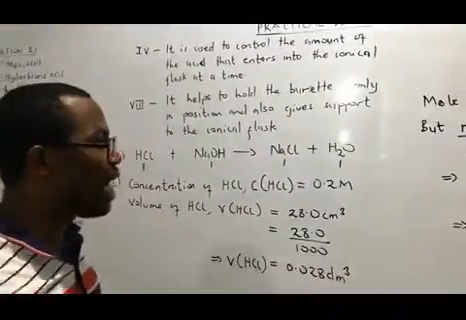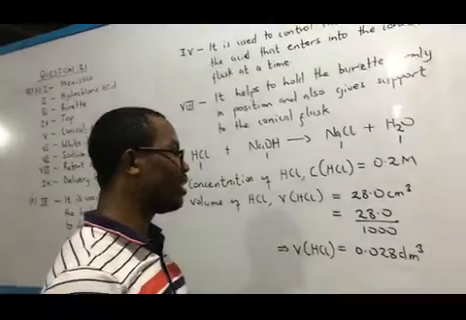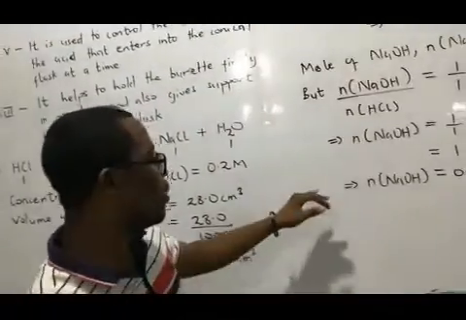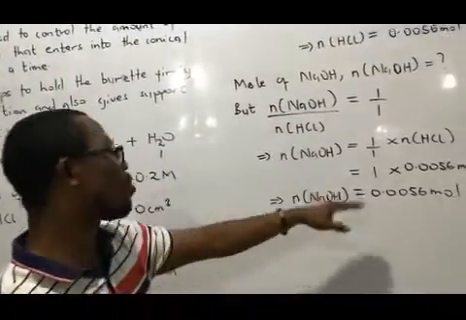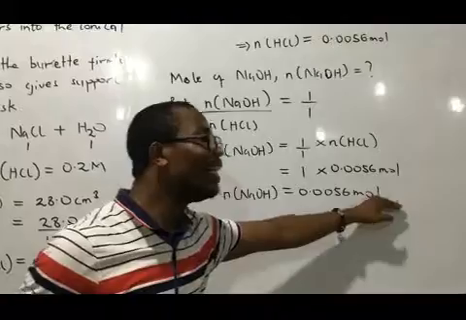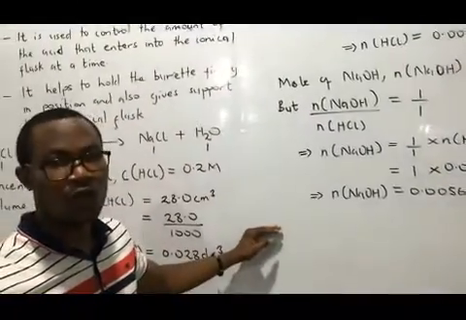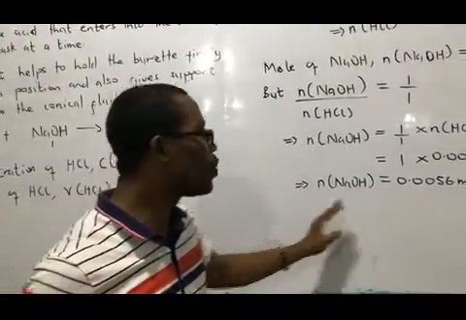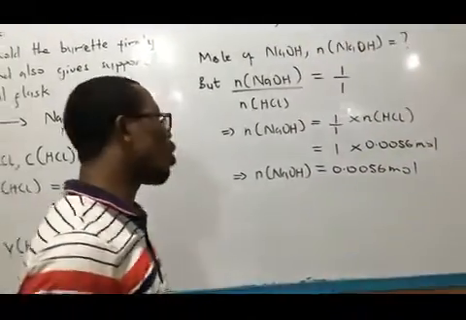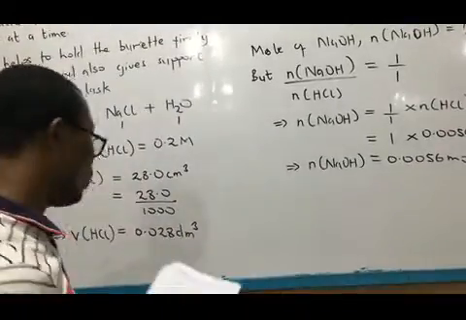So for you to do that, use simple proportion. That is, if 25 cm³ of the sodium hydroxide is giving you this mole, then 100 cm³ of the sodium hydroxide will give you what mole. So we use proportion in this case.